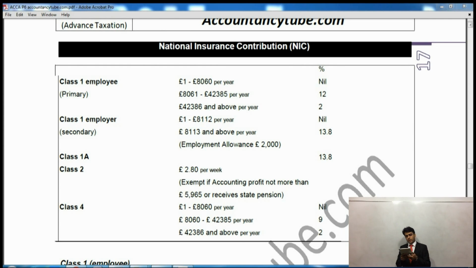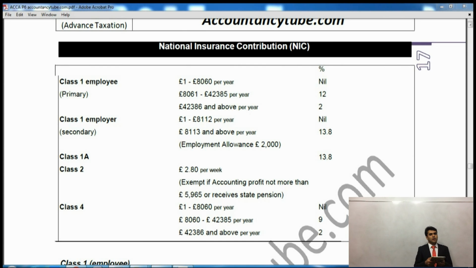So we're talking about the employer then. From £1 to 8,012 is nil. Then from 8,013 and above is 13.5%. So it is the standard rate. For example, if a company has only one employee, or only a couple of employees, and the salary they are paying is very low, say for example £1,800, then they will not have to pay employer contribution. Why? See beneath that, employment allowance of £2,000.